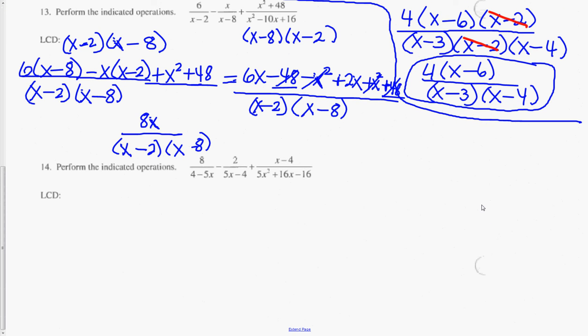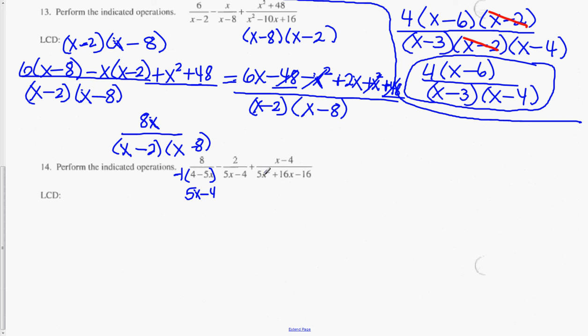Okay, let's do this last one. This one is going to be odd because you'll see I've got a 4 minus 5x and a 5x minus 4. The first thing I'm going to do is take out a negative 1 from here, and I'm going to make that 5x minus 4. This is a really quirky one, and I don't think you're going to have one this tough in the homework, but we're going to do it anyway.